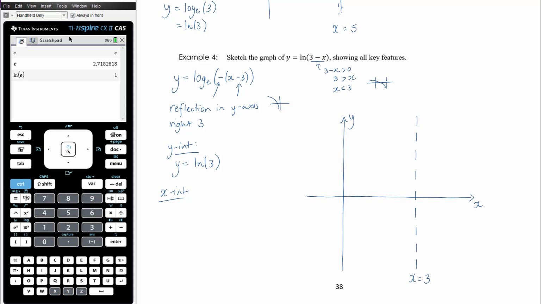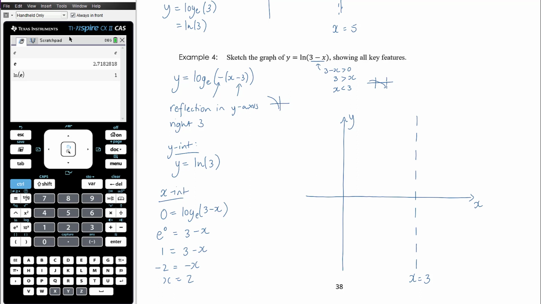And then your x-intercept, you're going to let y equal 0. And again, easier to think about ln as being log base e. That's why I usually write it out, so I can think about this rearrangement. So I'm going to change it to an exponential. It's e to the 0 equals 3 minus x. Okay, so 1 equals 3 minus x. Taking away 3, negative 2 equals negative x. And so x equals 2.